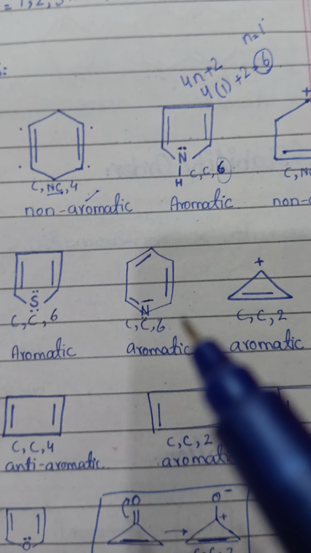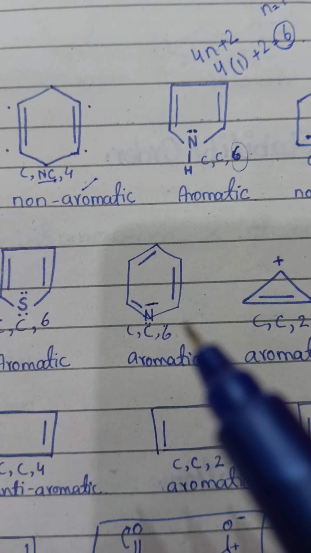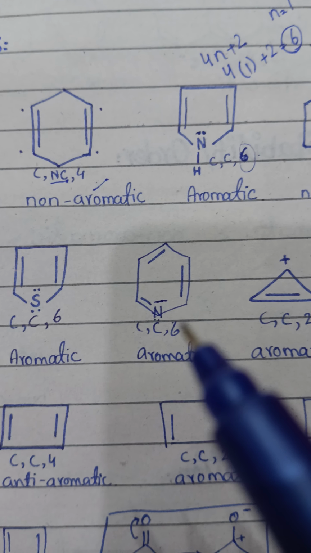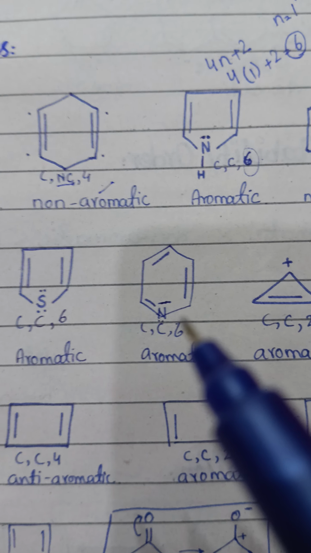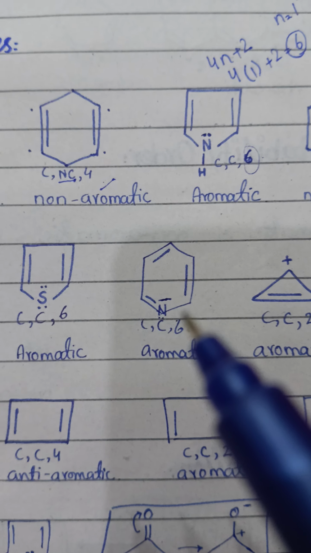Now we have another structure. In this structure we have a lone pair on the nitrogen atom outside the ring, so therefore we can't count this lone pair in the pi electrons.